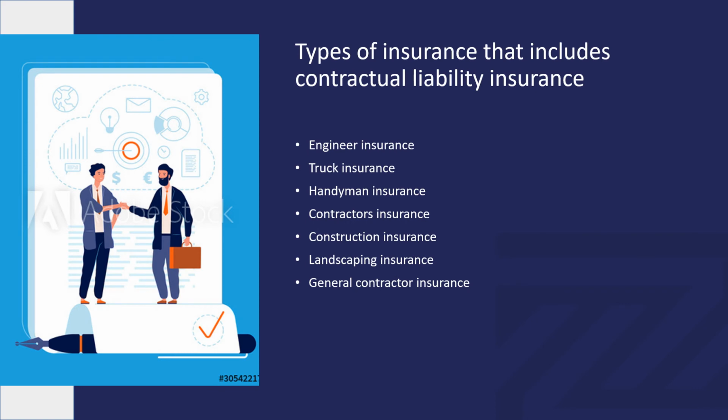Next we have the types of insurance that includes contractual liability insurance. The types of insurance packages that include contractual liability insurance are engineer insurance, truck insurance, handyman insurance, contractors insurance, construction insurance, landscaping insurance, and general contractor insurance.